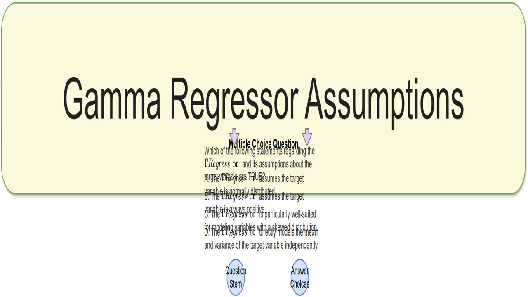I'm focusing on the assumptions the GammaRegressor makes about your data. It's crucial to understand these because they determine when it's the right tool for the job. We'll explore what data properties make the GammaRegressor a good fit. I see this as a multiple-choice question designed to test your understanding of the GammaRegressor in Sklearn. Let's tackle the options one by one, focusing on the core concepts.